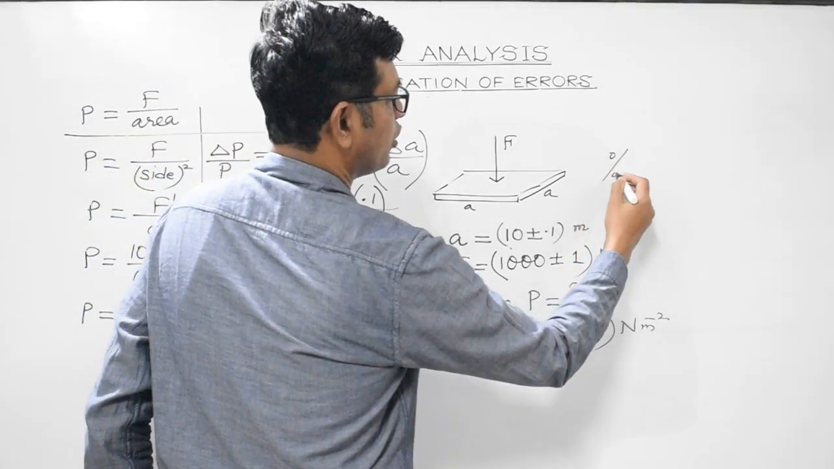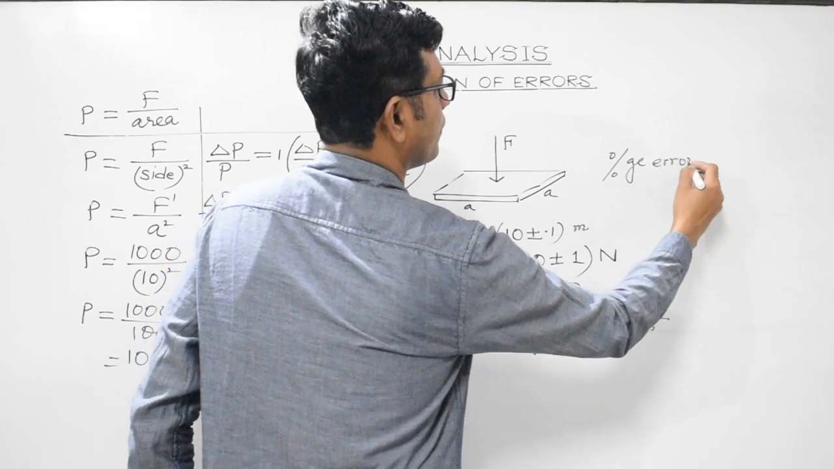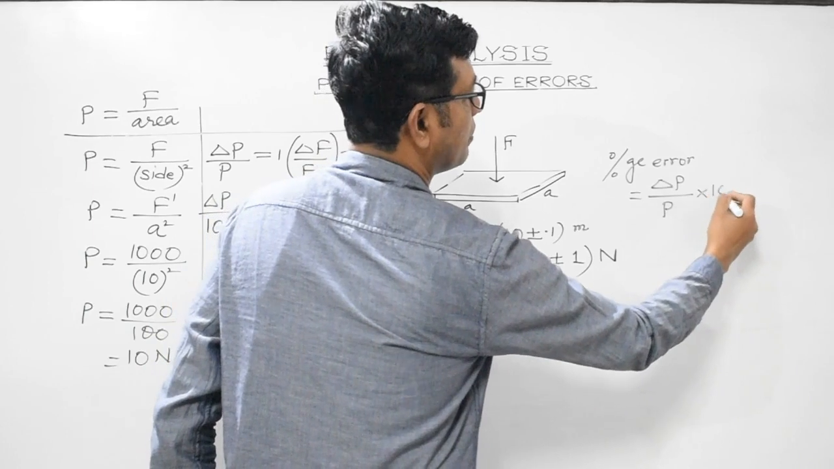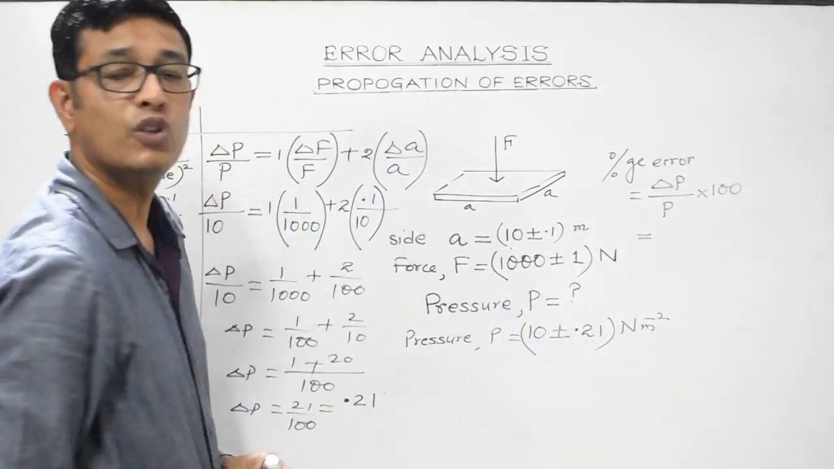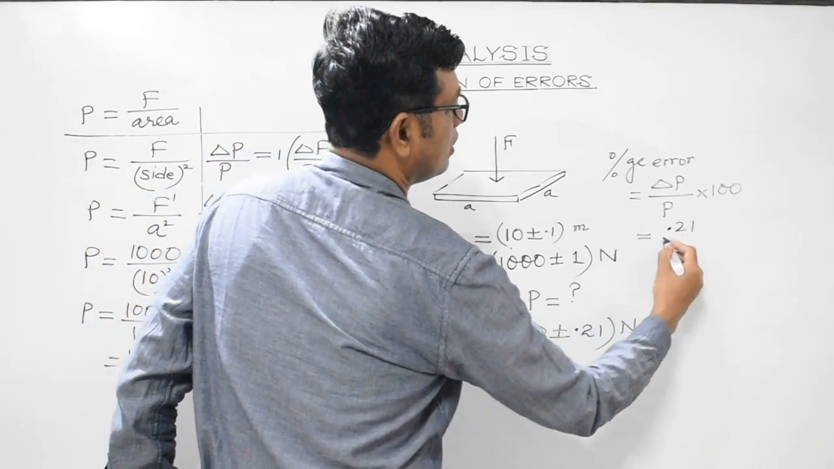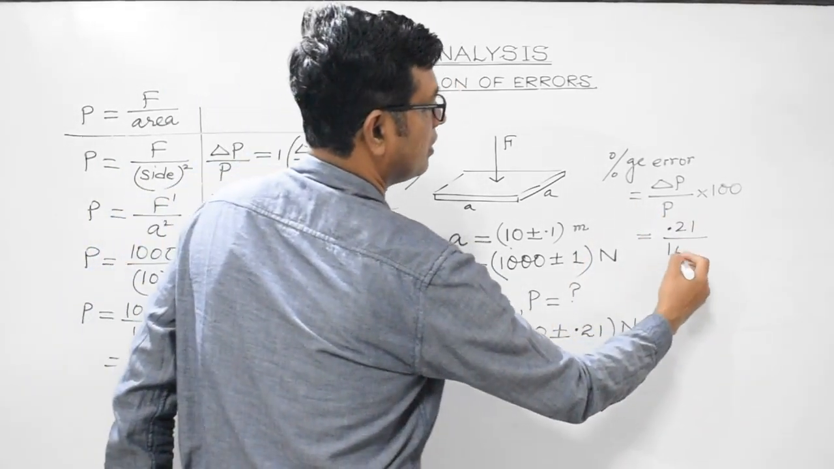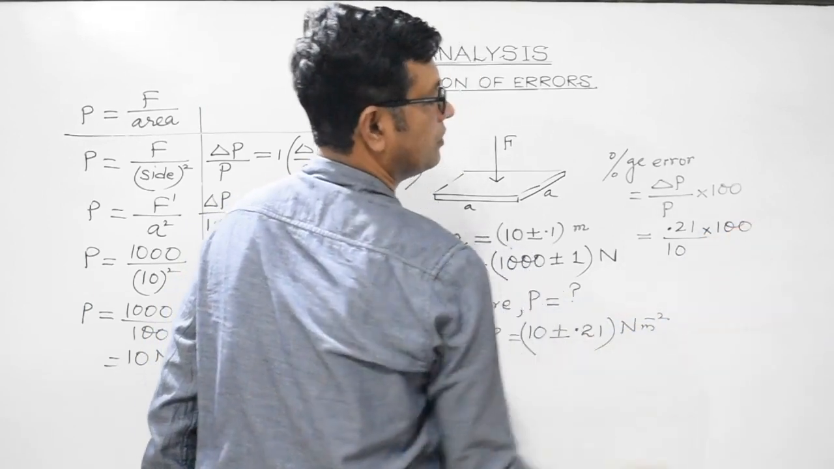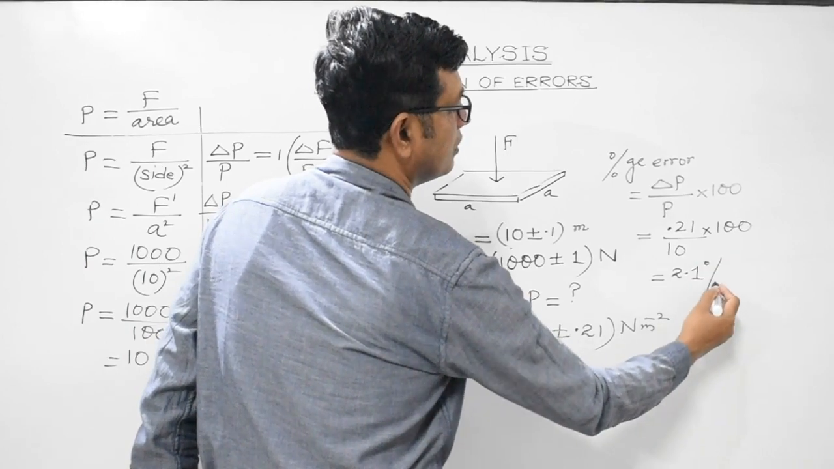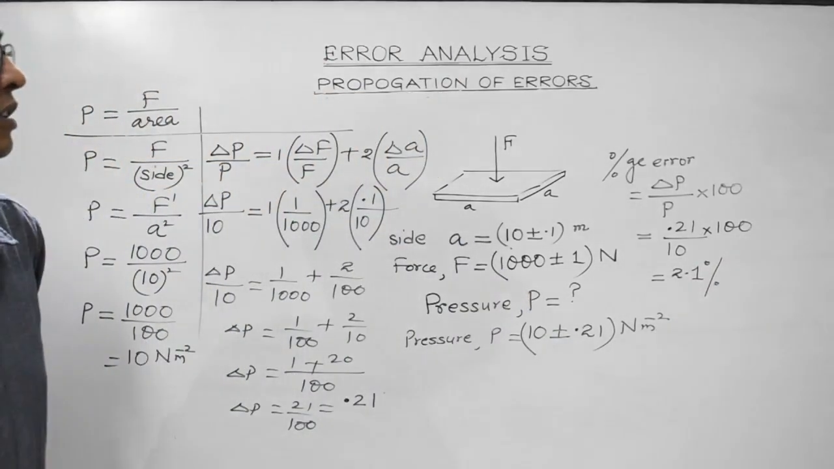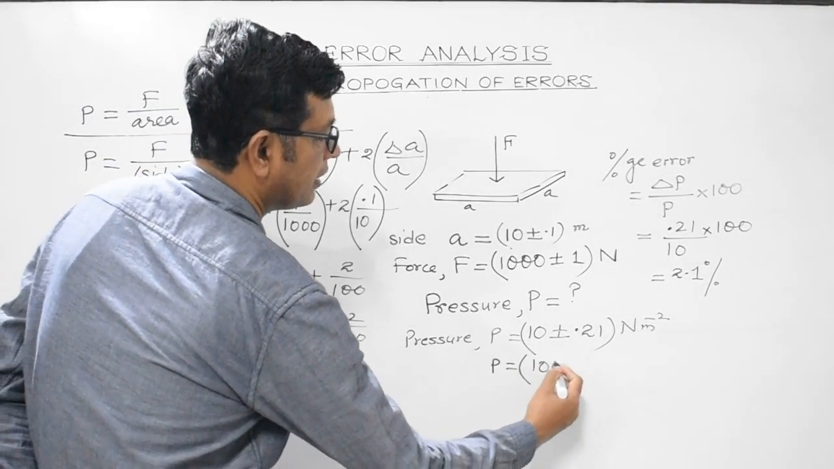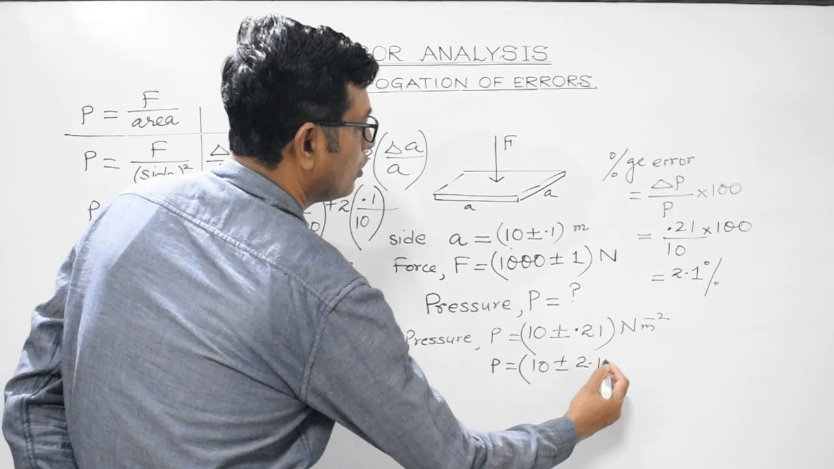Now, in case you wish to find the percentage error, percentage error is simply the absolute error divided by the true value, multiplied by 100. So what you get is del P, which is 0.21, divided by P, which is 10, multiplied by 100. So it will be 2.1%. So pressure in terms of percent error may be written as 10 plus minus 2.1%.